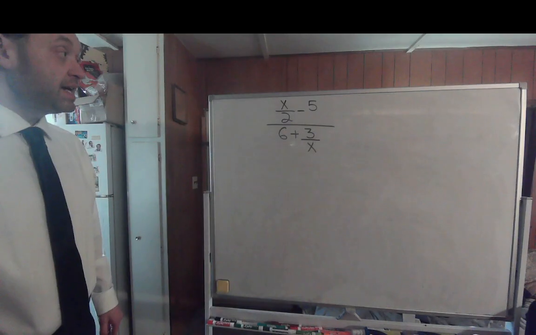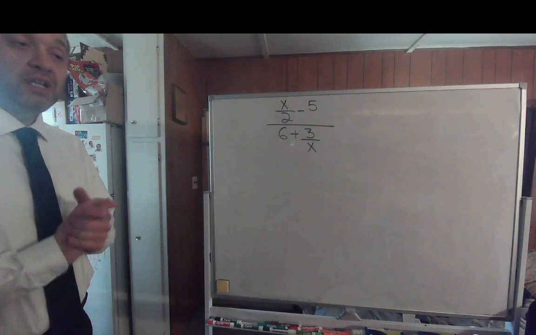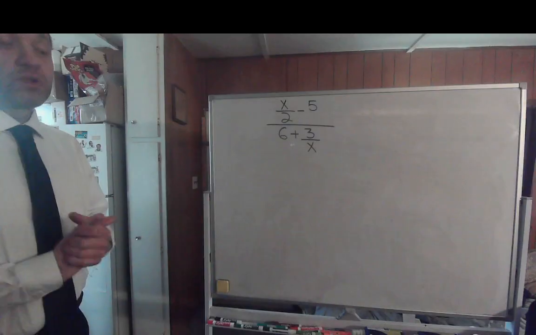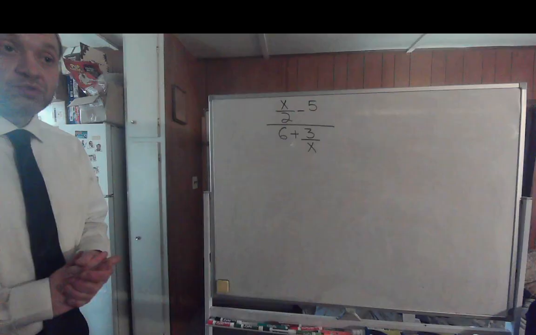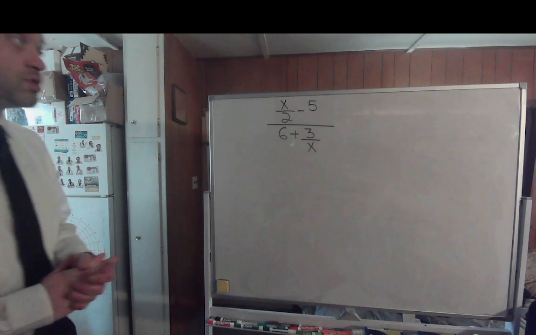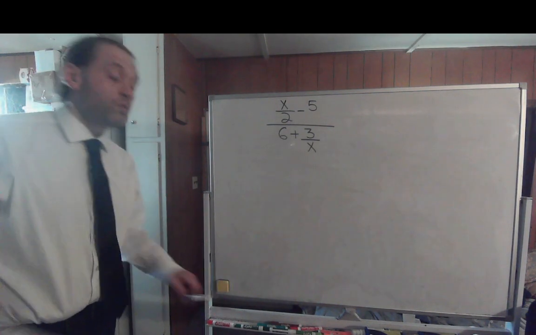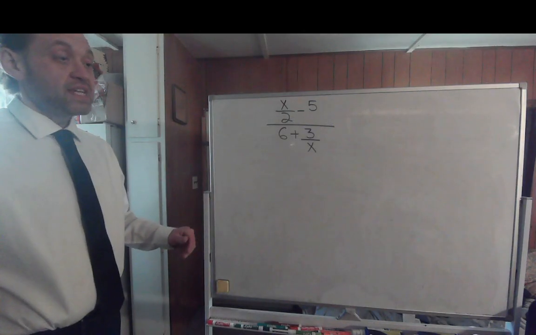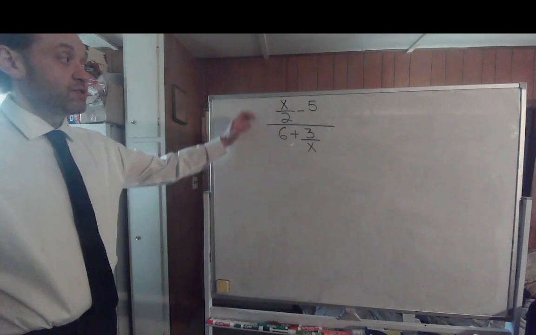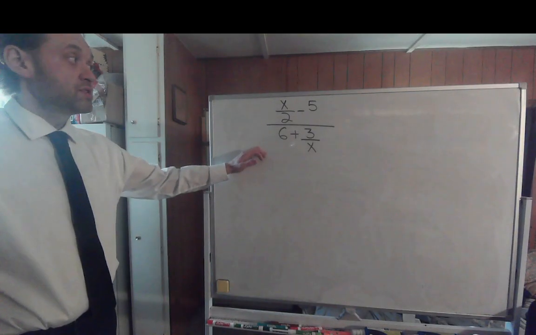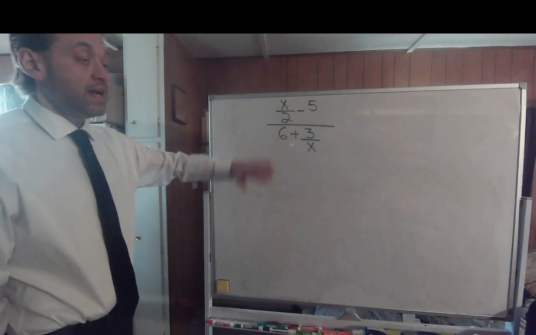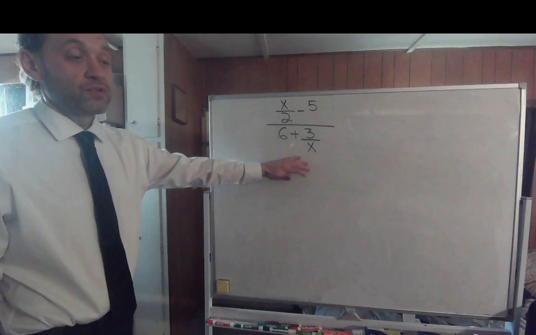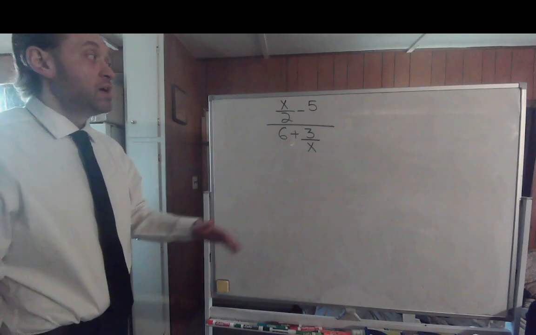So today we are going to talk about complex fractions. Or simply put, they are a fraction within a fraction. That's the best way to do it. So how do we handle that? Well, just take each piece at a time, your numerator and denominator. So here you have x over 2 minus 5, that whole thing over 6 plus 3 over x.